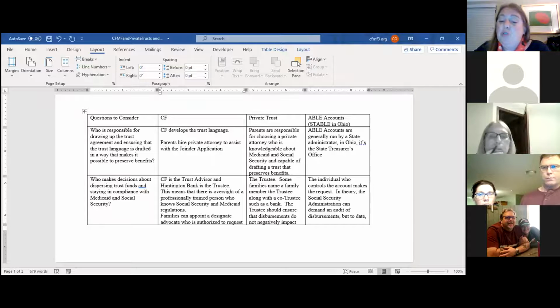Now, if you use a private trust, if you have your attorney draft up a private trust, the trustee decides whether or not money is spent, right? And that's usually a bank, could be a family member. And many people name a family member along with a bank. And then it's up to the trustee.